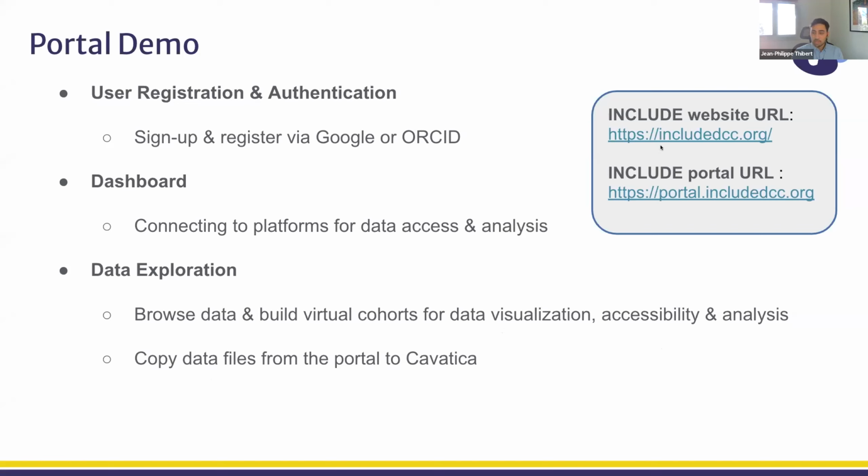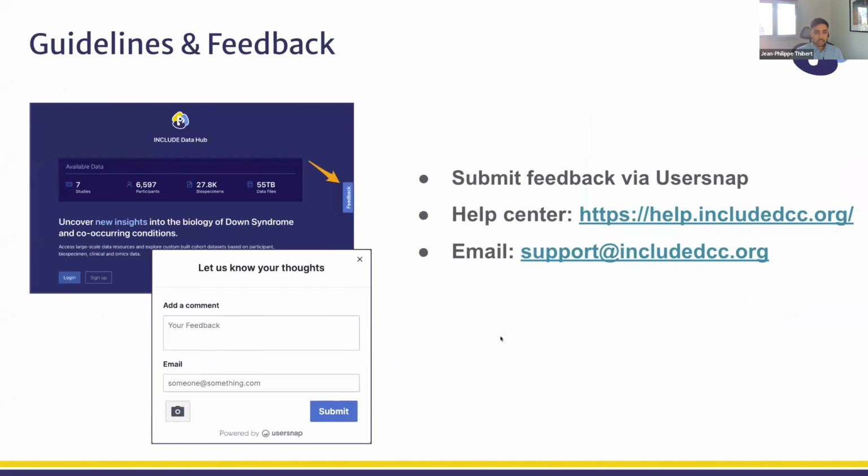So in terms of the URLs that we have here for the Include website, we have includedcc.org. So the website really covers all sorts of information on the Include program, whether that be the studies, the researchers, guides, and whatnot. For the portal itself, we have portal.includedcc.org. So I encourage everyone to follow along as we do this demonstration, and maybe it'll trigger some questions.